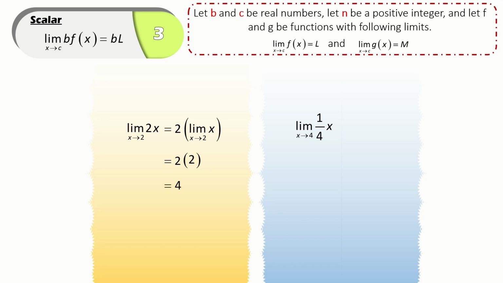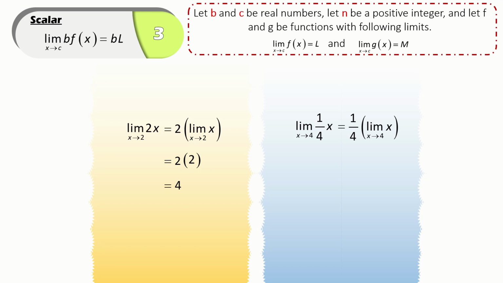To solve this limit, similar steps will be applied here. First, apply the scalar property. It brings out 1/4 and takes the limit of x as x approaches 4. Again, the scalar property here is the first step. To solve this example fully, other properties are needed.